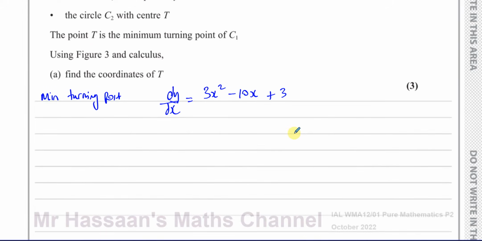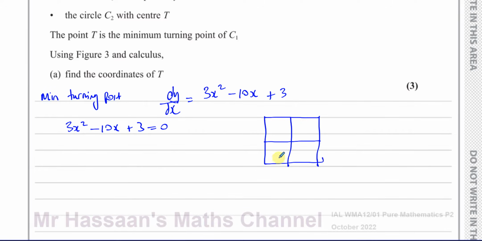So when this is equal to 0, it will tell us the x coordinates of the turning points, where the gradient is 0. So you have 3x squared minus 10x plus 3 equals 0. We've got to solve this quadratic equation and find the values of x. Now what you can't do is just put this into your calculator and give the answer using the function button. You can either factorize or complete the square.